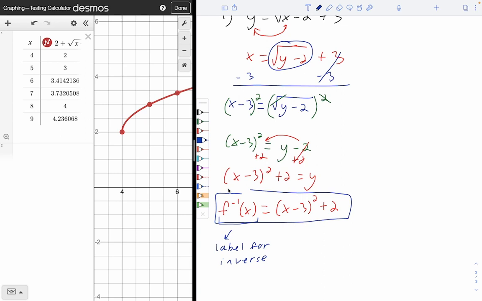I'm not super picky about putting it, but you need to be aware of it because multiple choice answer choices will all use it. So I don't want you to see it on a multiple choice question and be like, I don't know what that means. Okay? It's just the label for inverse.